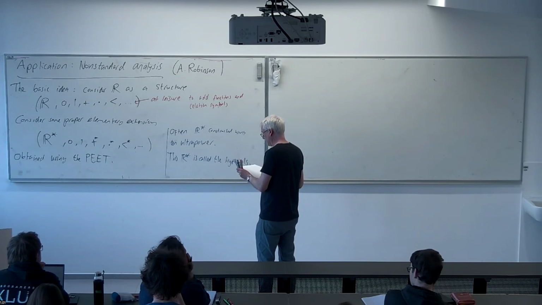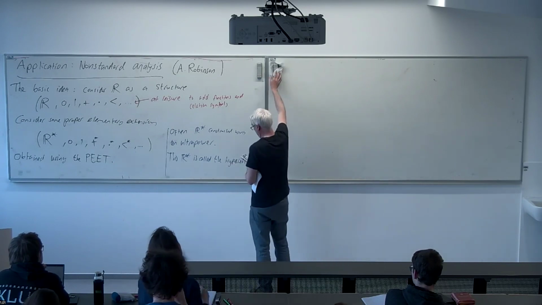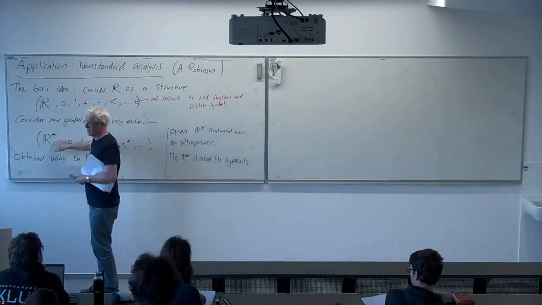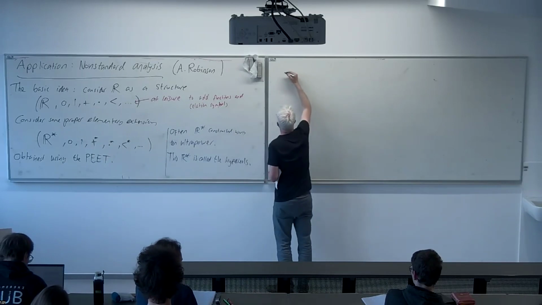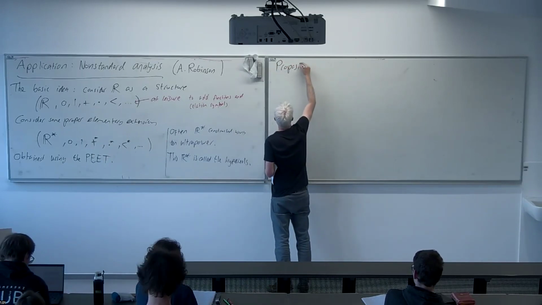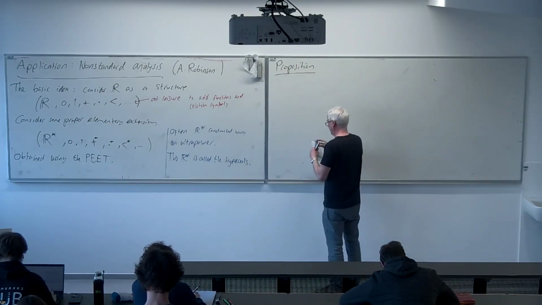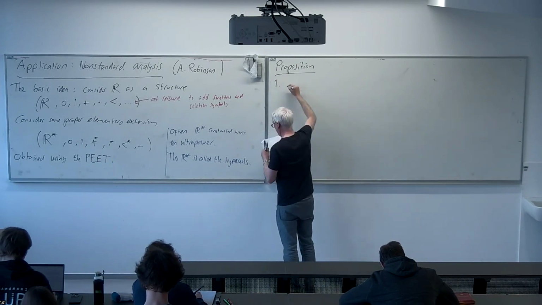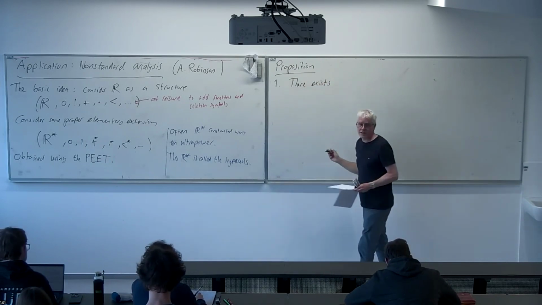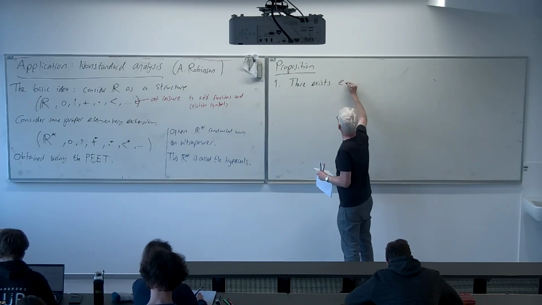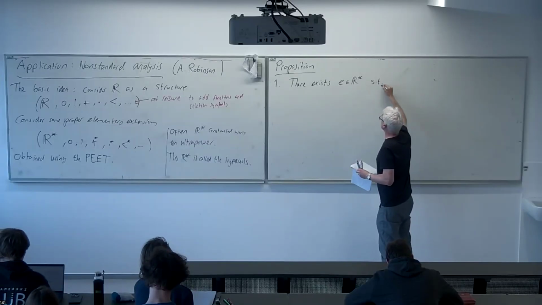R star for us is going to be this arbitrary proper elementary extension, and we're going to have a proposition saying that infinitesimals exist. The proposition is that we're going to have two statements. So there exists an infinitesimal is the first one. But what is an infinitesimal? Well, it's an epsilon in R star such that it's greater than 0.